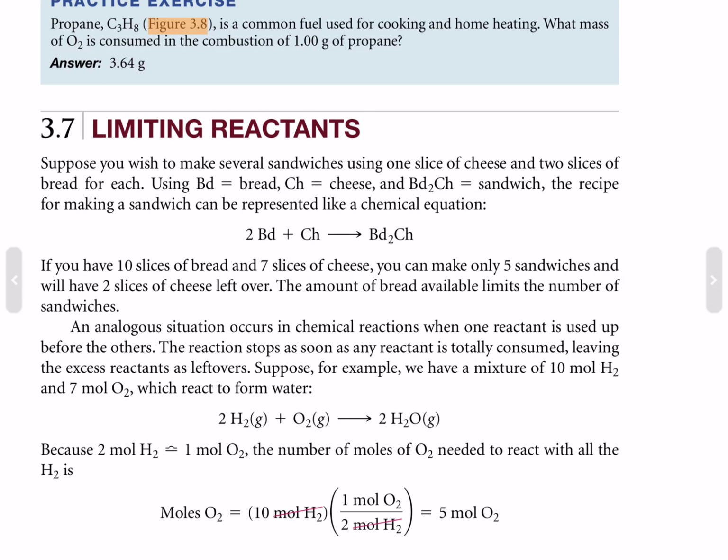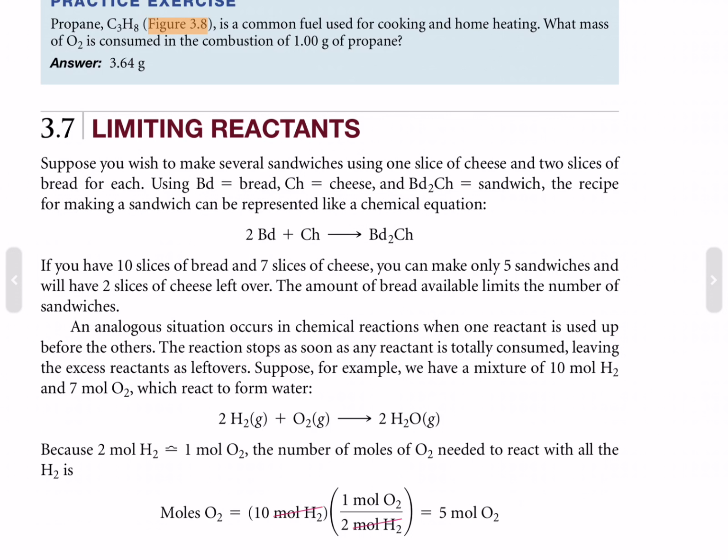Section 3.7, Limiting Reactants. Suppose you wish to make several sandwiches using 1 slice of cheese and 2 slices of bread for each. Using BD as bread, CH as cheese, and BD2CH as a sandwich, the recipe for making a sandwich can be represented like a chemical equation: 2BD plus CH yields BD2CH.